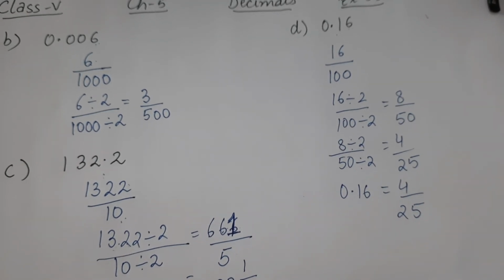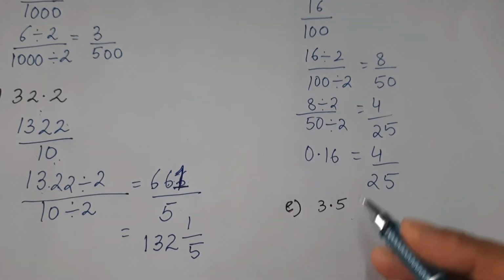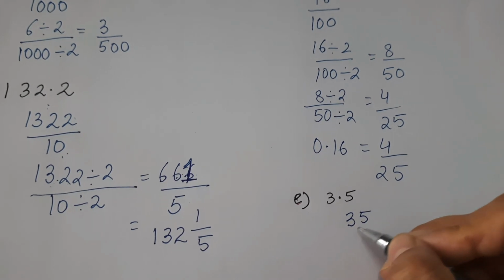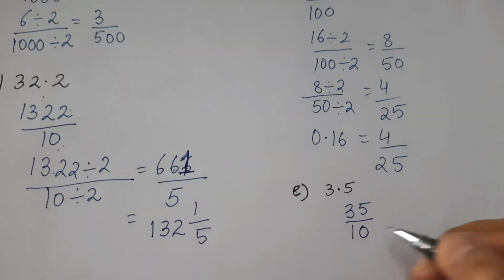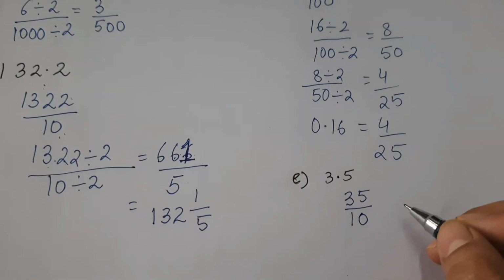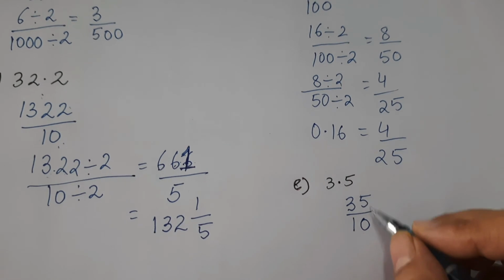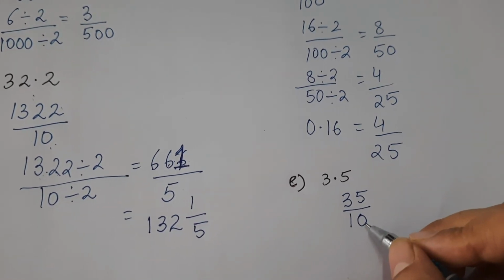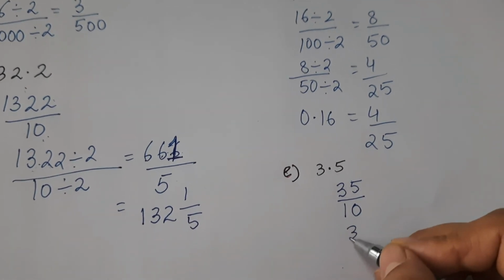Now come to E part. E part is 3.5. First of all, we will convert this decimal number into a fraction. There is 1 digit after the decimal, so there will be 1 zero followed by 1 in the denominator. So it will be 35 upon 10. Now see, this number has 5 at the ones place and this number has 0 at the ones place. That means both these numbers are divisible by 5.